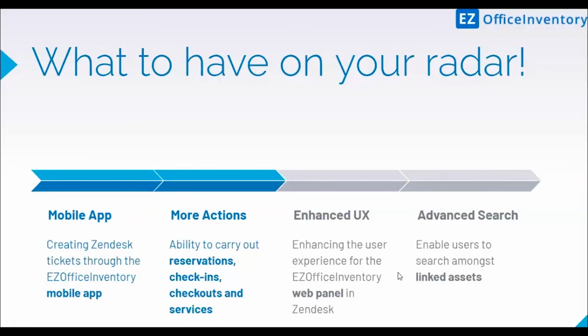So these were our main three additions, and then we are also making the minor addition of allowing search of assets that are already linked into tickets. This will help you navigate the tickets that already exist in Zendesk against the assets. So that's about it for our roadmap.